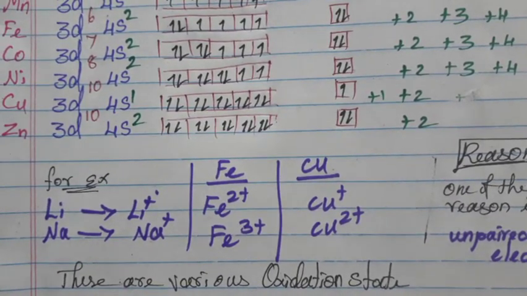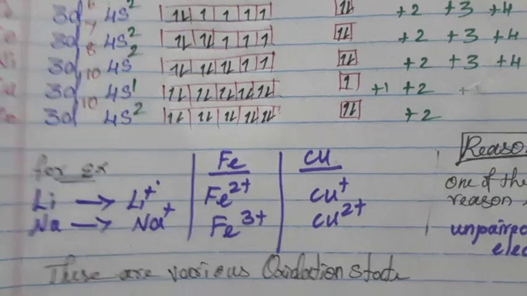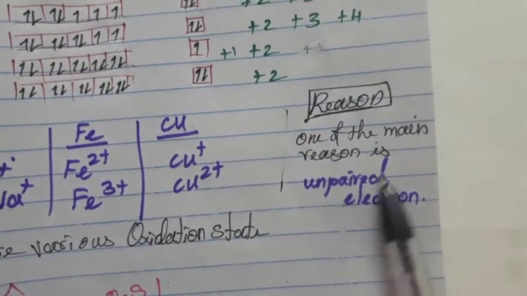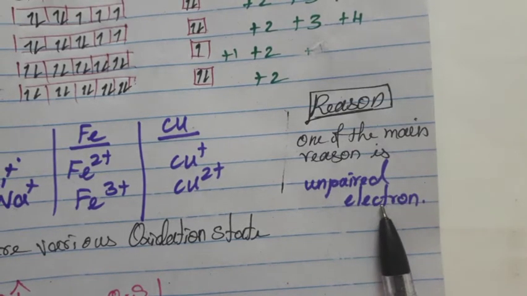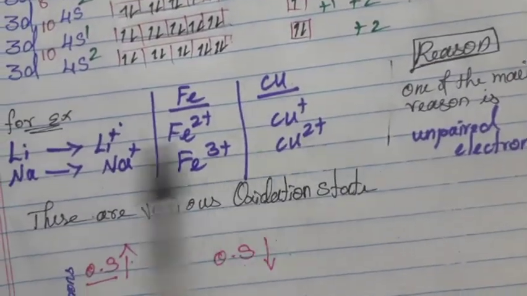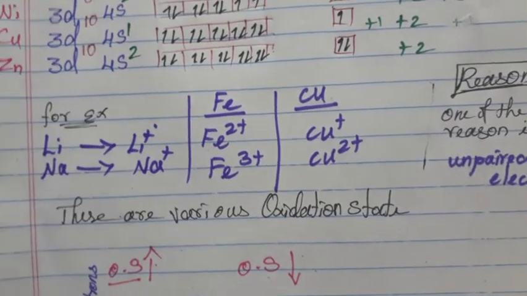And whereas in copper, Cu+, Cu2+ we have. What is the reason for this various oxidation state? The reason for the various oxidation state is unpaired electrons. So these are the various oxidation states.